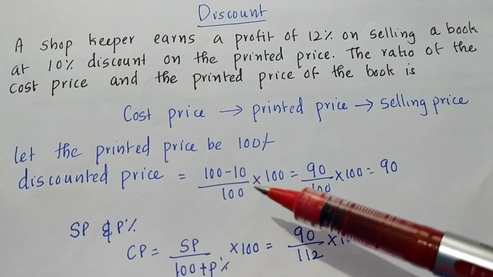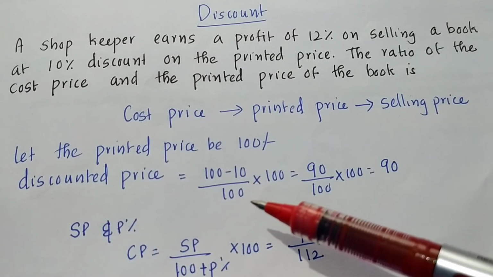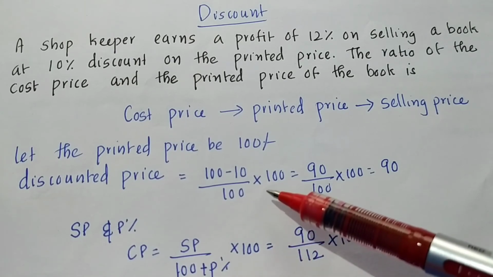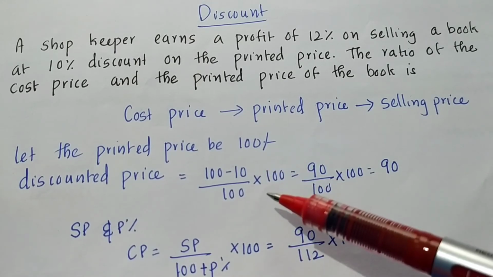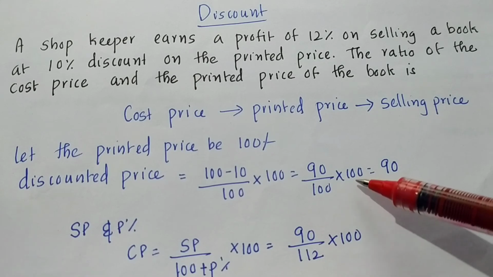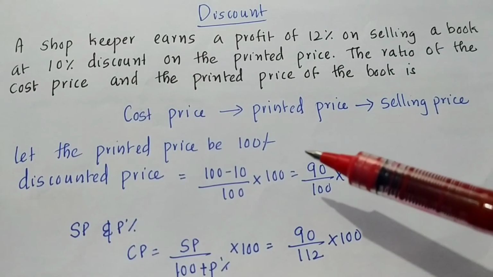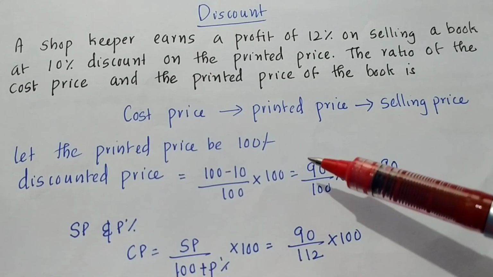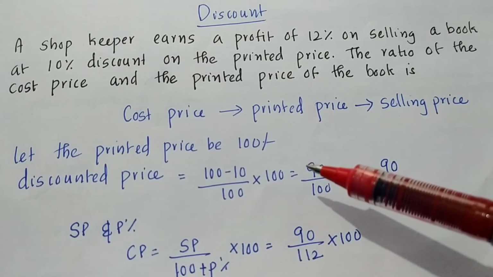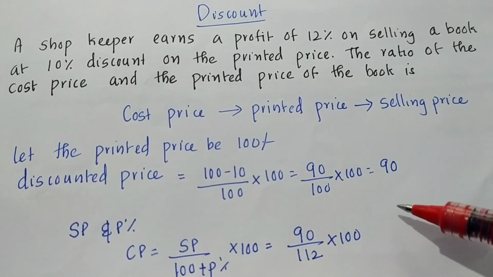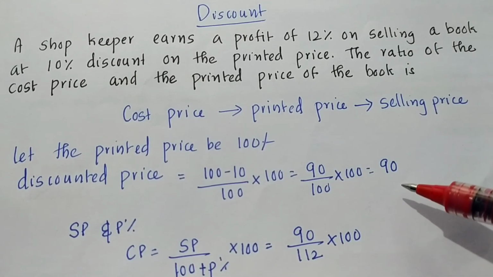So here, how to find out 10% less than the printed price? 100 minus 10 by 100, into 100, that is the printed price. So 90% of 100 will be the selling price. So if the printed price is 100, he is giving it at a discount of 10%. So the selling price will be 90. So we got the selling price.